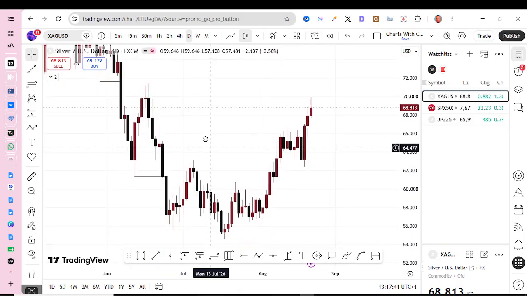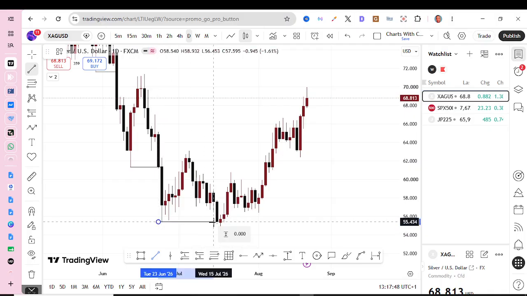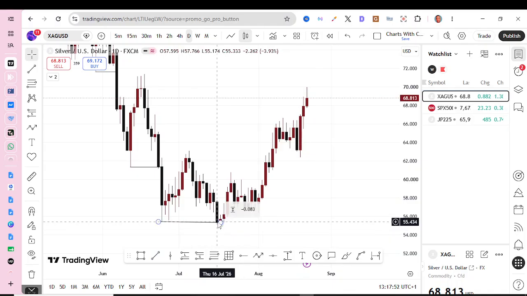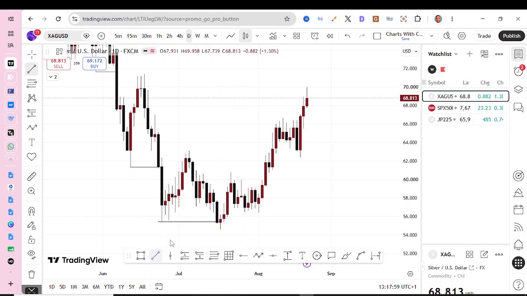Right, that was where we had the second break of structure. Now this is a sweep. This is not a break of structure. This is a sweep of liquidity, and then we had the change of character here. This is where we had the change of character.